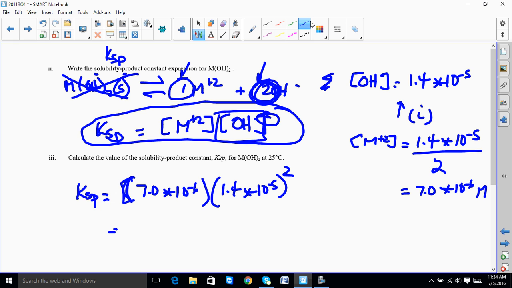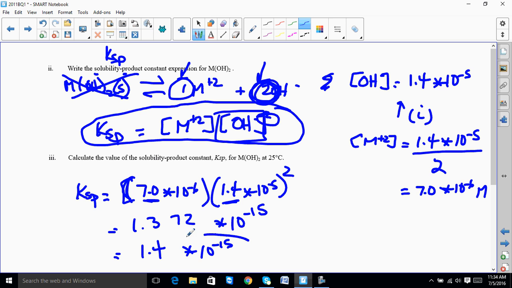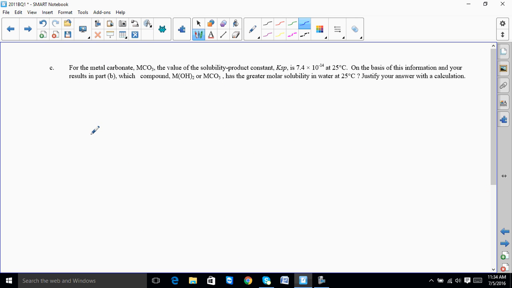7.0 EE negative 6 times 1.4 EE negative 5, but I have to square that. And I end up with, that's what my calculator says, 1.372 times 10 to the negative 15th. But this has 2 sig figs and this has 2 sig figs, and so that's where I got the 1.4, and then times 10 to the negative 15, not negative 10. That was a bad mistake. That's a tiny number. All right, next thing.